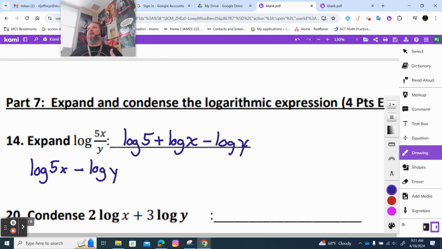See, I try to model how I want y'all to do the test, by doing my work underneath the problem and then writing the actual answer in the answer spot. Hint, hint, wink, wink, nudge, nudge for some people.